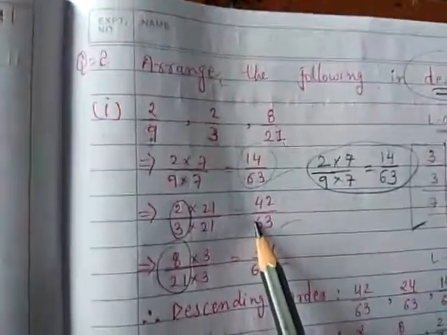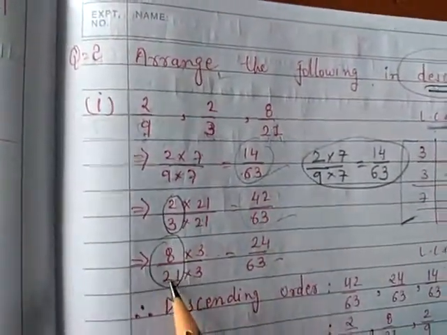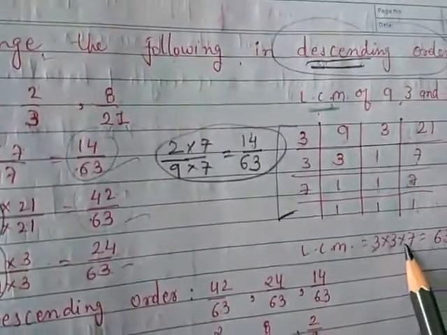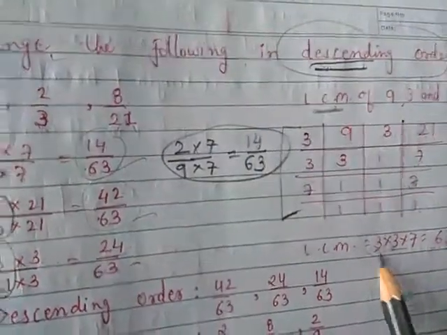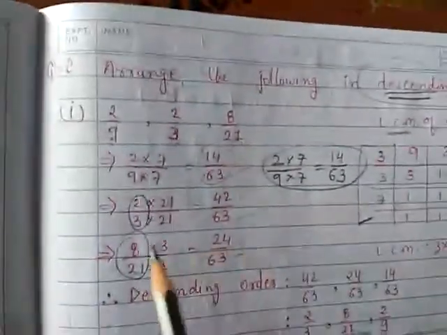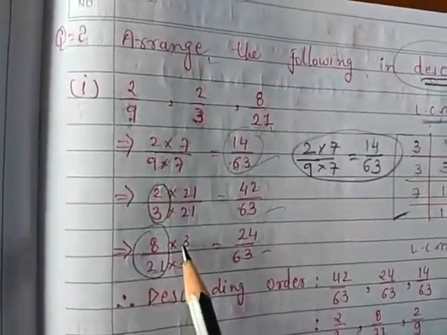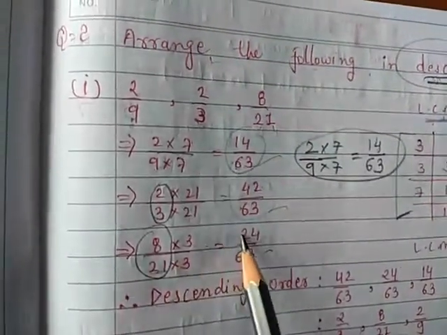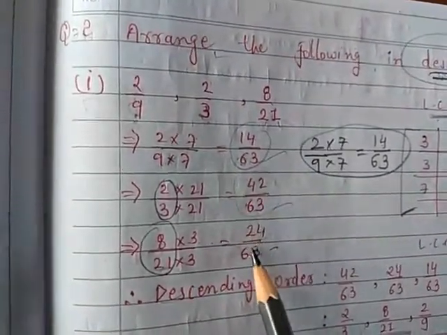Okay, understood? Now see, the last number is what? 8 upon 21. 21 into which number to get 63? Same way students, see, 3 7s are 21. Which number is remaining here? 3. So 21 into 3 is equal to 63. So we write here 3. Same effect we give in the numerator, into 3. 8 3s are 24. 21 3s are 63. Now see, all the denominators are the same.